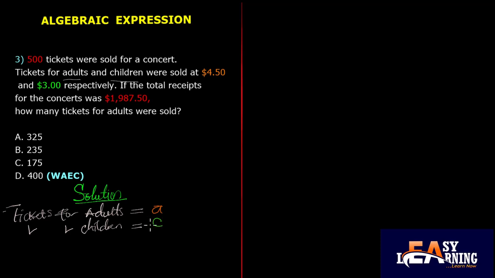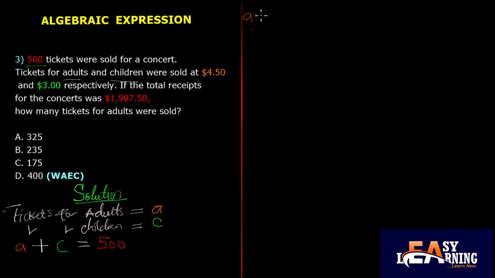Now we are told that the total number of tickets that were sold in the concert is 500, meaning that if we add up A, the number of tickets for adults, with the number of tickets for children, that should give us the total number of tickets sold for that concert, which is 500. So let's establish that.